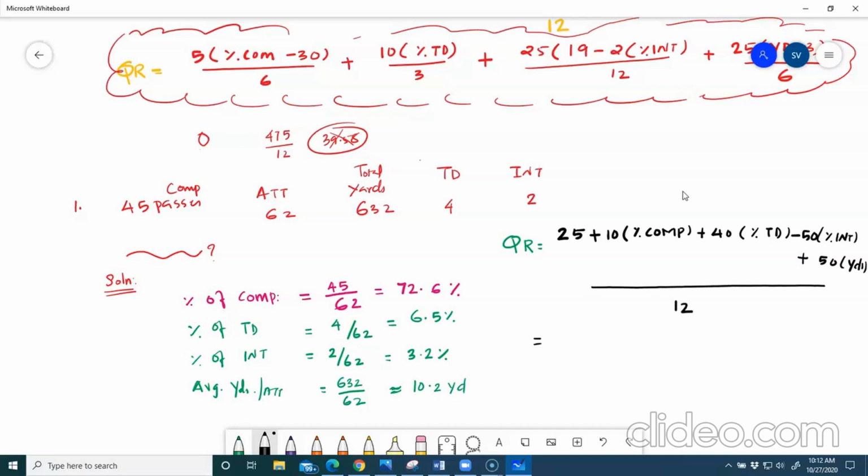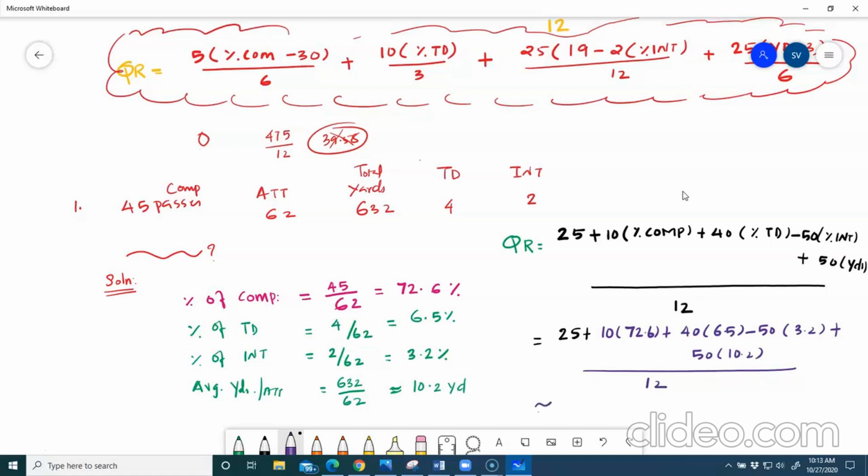So when you are plugging these values in, this is 25 plus 10 times 72.6 plus 40 times 6.5 minus 50 times 3.2 plus 50 times 10.2, over 12.